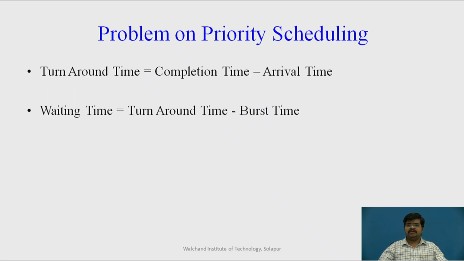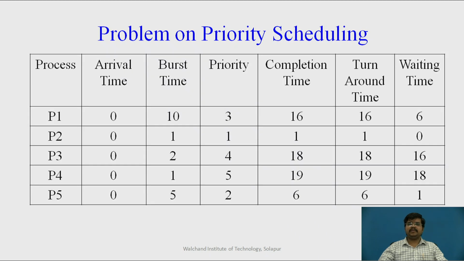Let's go to the calculation of turnaround time and waiting time. Observe that this will be the final expected output for the problem. The first column is process, the second column is arrival time, the third column is burst time and the fourth column is priority. All this is given data. From the Gantt chart we have already calculated completion time. Let's calculate turnaround time. What is turnaround time? It is completion time minus arrival time. So P1 turnaround time is 16, P2 is 1, P3 is 18, P4 is 19, P5 is 6.